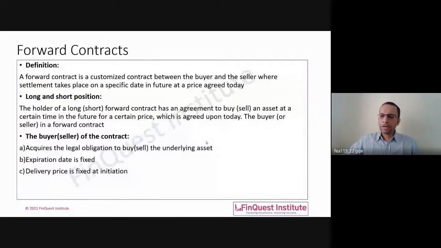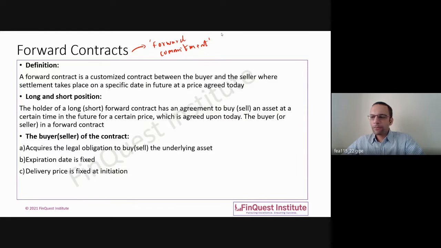So forward contracts are like a forward commitment, I would say. Now, why do we say a forward commitment? Because once I enter into a forward contract, I have to make good my side of the trade, and there's no way of exiting that, or no way I can actually back out. So that's why we call it a forward commitment.